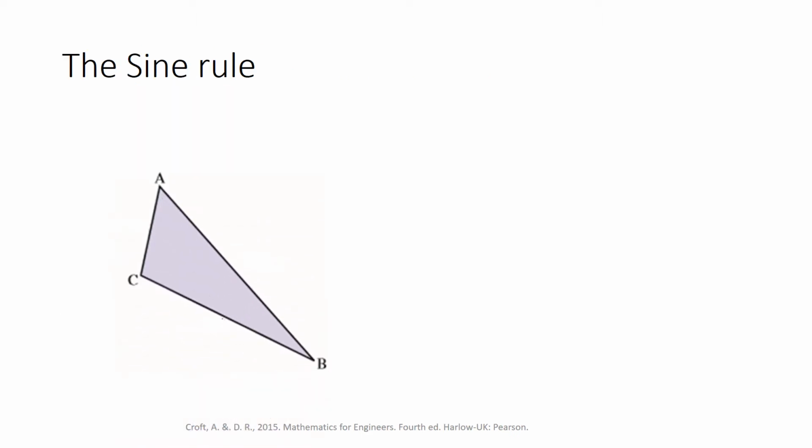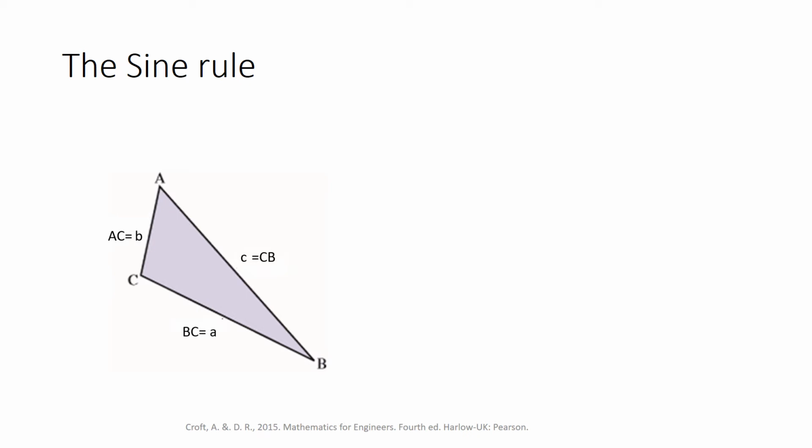Sine rule. What is sine rule? Triangle ABC. Angles are denoted by capital letters. Sides: opposite to angle C, we take side with small letter c. Opposite to A, small letter a. And opposite to B, small b. They can also be named as AB, AC and BC.